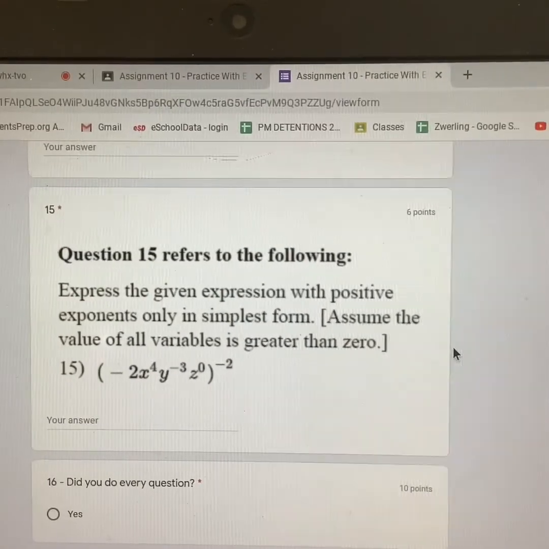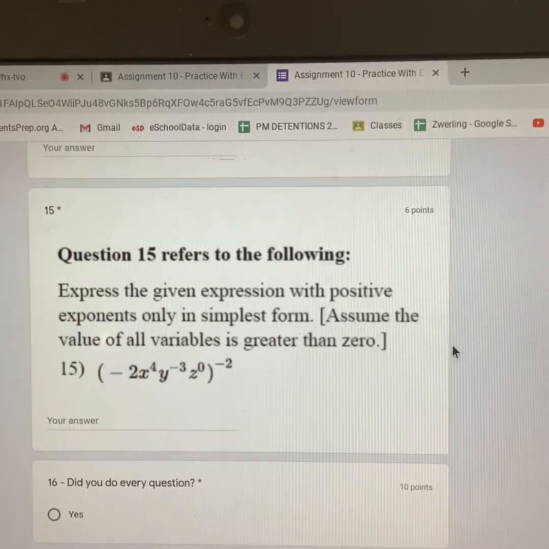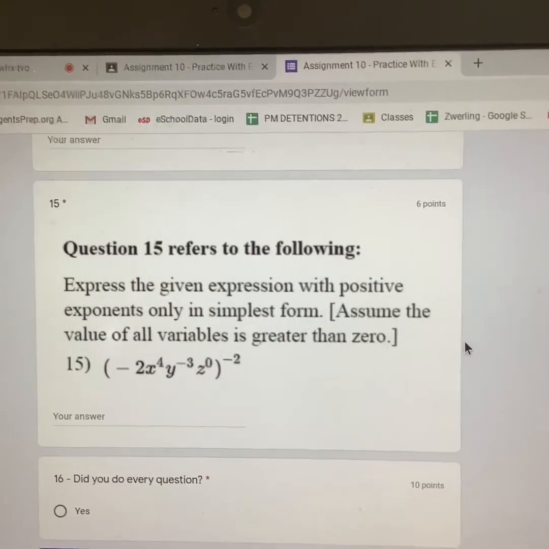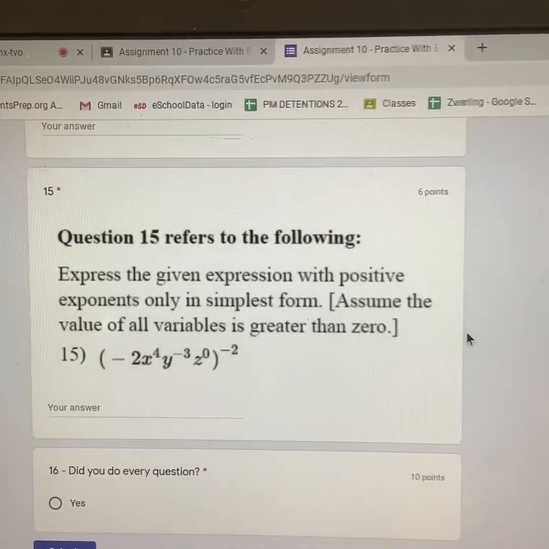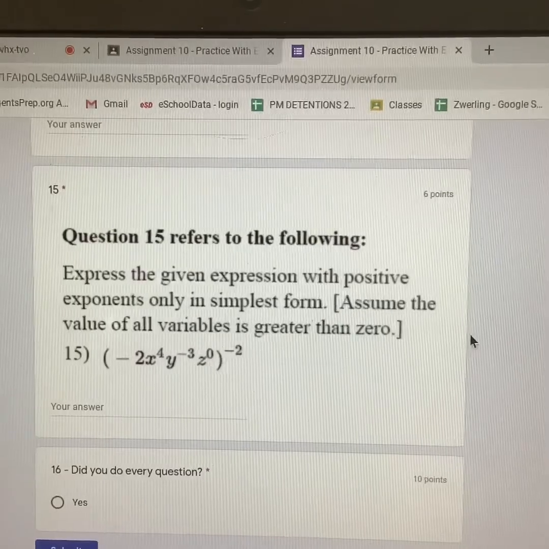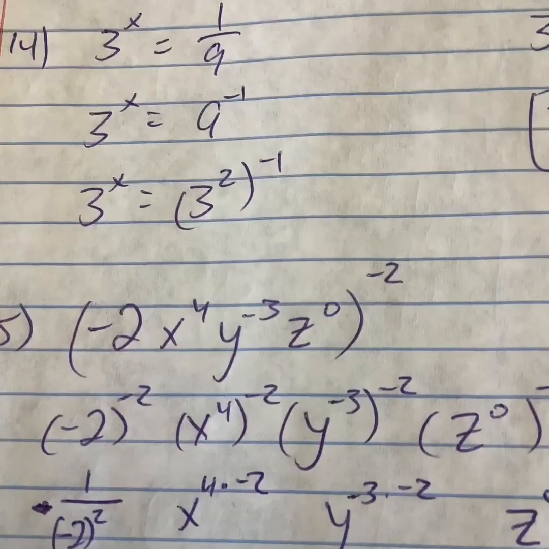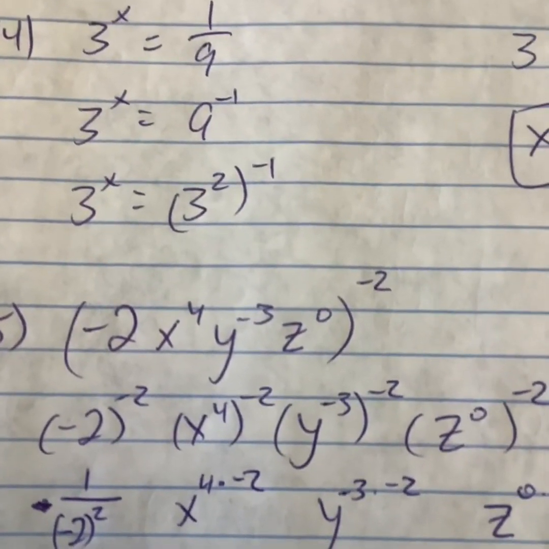For number 15, express the given expression with positive exponents only in simplest form. So we cannot have any negative exponents in our answer. We've got negative 2x to the fourth, y to the negative third, z to the 0 power, all raised to the negative second power. So we raise everything in this expression to the power of negative 2.